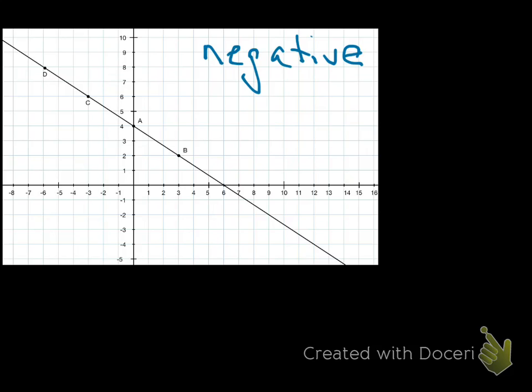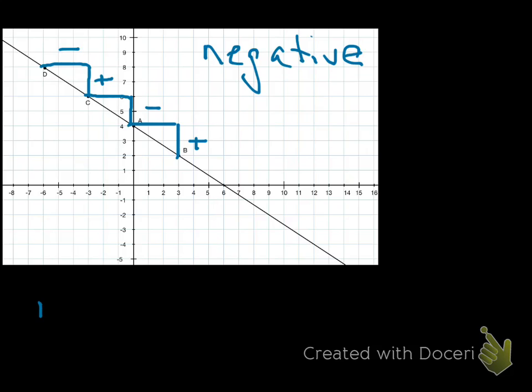Okay, so now what you're going to do is pick a point, and we are going to rise, and then we're going to run. So from B to A, you rise 2, and you go over 3. Now when you're rising, that's positive, and when you're running to the left, that's negative. So from A, you're going to go up 2, left 3, up 2, left 3. Remember, when you're going up, that's positive. When you're going left, that's negative.